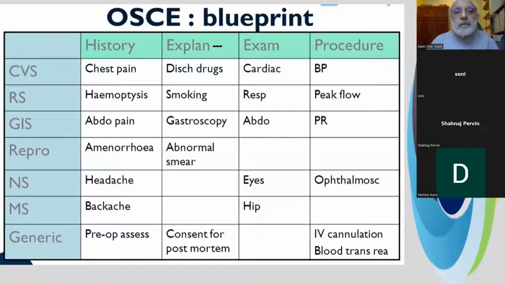Here is another example of a blueprint for OSCE. The different systems: cardiovascular system, respiratory system, or gastrointestinal system. And then the four different stations: history taking, explanation or communication skills, physical examination and procedures. For example, when we want to assess the cardiovascular system, we can have a history on chest pain. Explanation, explaining the drugs which would be given at the time of discharge. Physical examination may be cardiovascular system. Procedures may be taking blood pressure or setting an intravenous line.